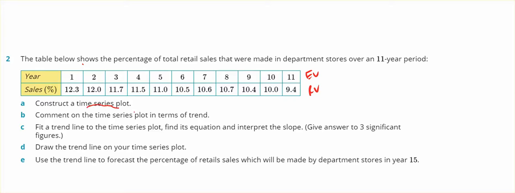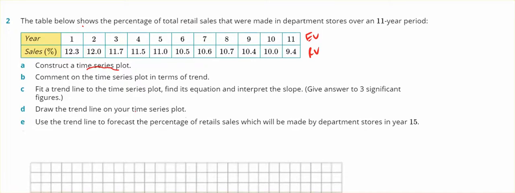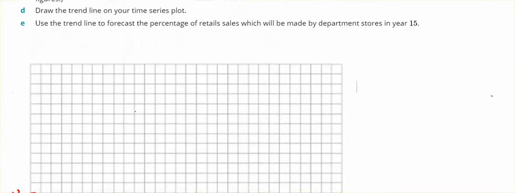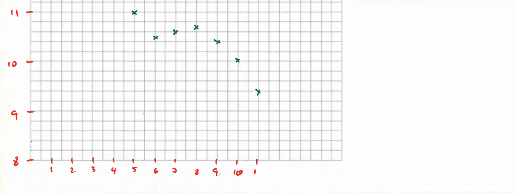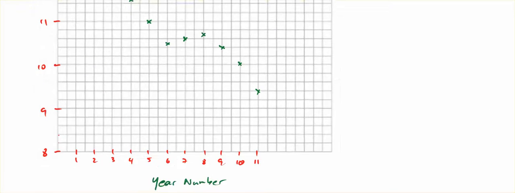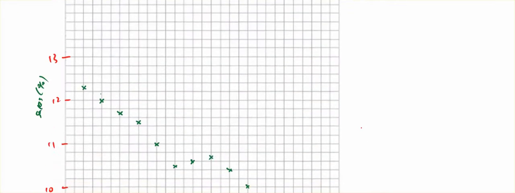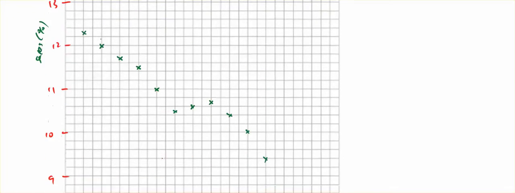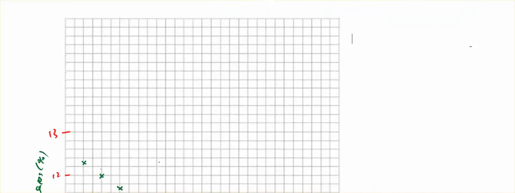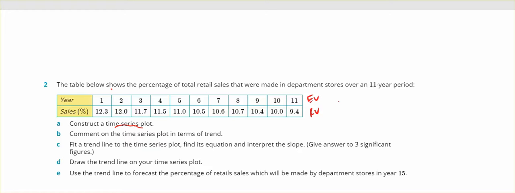Now, they don't give us a graph, so we've got to draw our own. I've sort of cheated and used some grid paper. With a graph, you always have to make sure you choose the right scale. So let's make that decision right now. I've already done it, but I want to show you the decision-making process. The year numbers are fine because it's just 1 to 11, going up by ones. But the sales is spanning from 9.4 to 12.3.